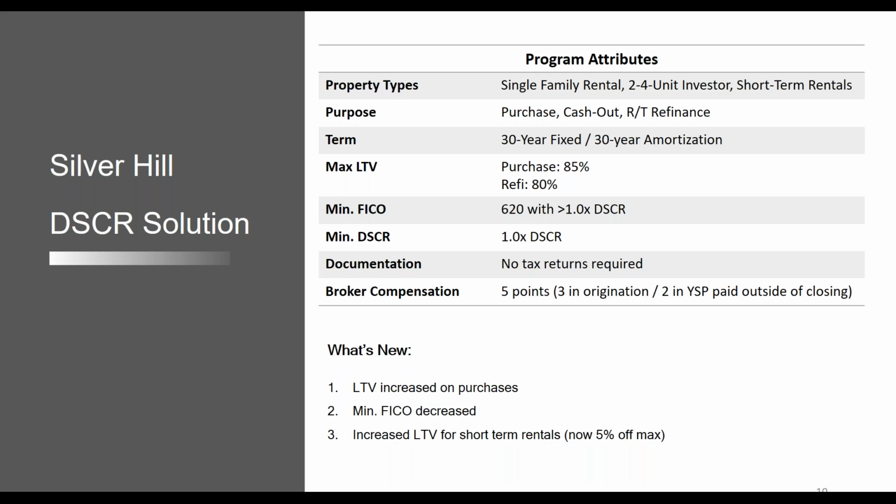Brokers can earn money in 2 ways, and we allow up to 5 points compensation. That's not overly common, but you have the ability to work up to 5 points between front end points in origination, which is disclosed and protected on the settlement sheet, and 2 points yield spread paid outside of closing, which is not disclosed on the settlement sheet. In effect, many of our brokers will charge a point origination and then buy the rate up a little bit to earn yield spread.